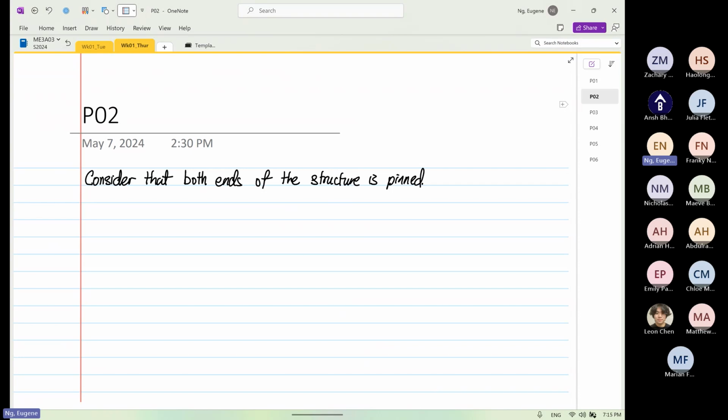Seeing something new, okay? So what this over here means, both ends of the structure are pinned, is known as a boundary condition. And I'll tell you why we're going to fix this into a boundary condition. Now, if we look at last week, okay, we look at our deformation pattern last week.